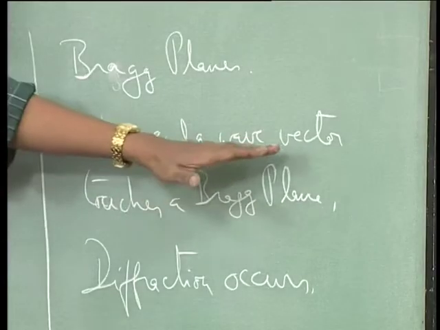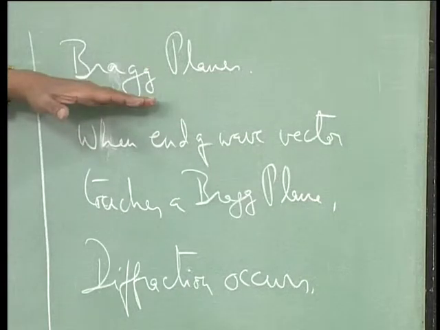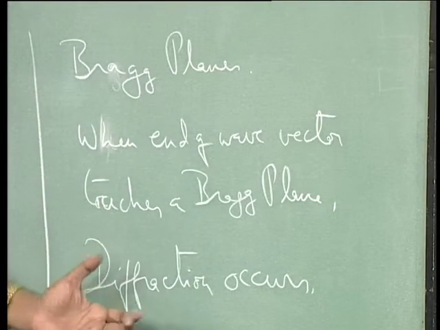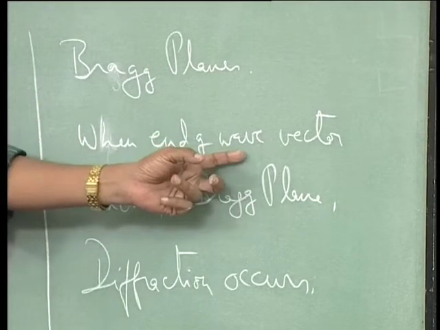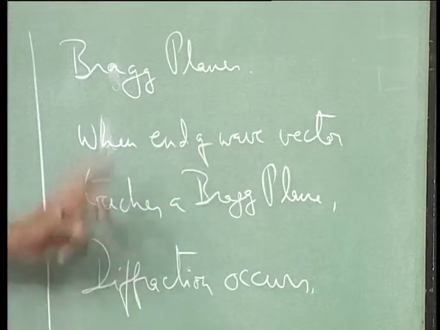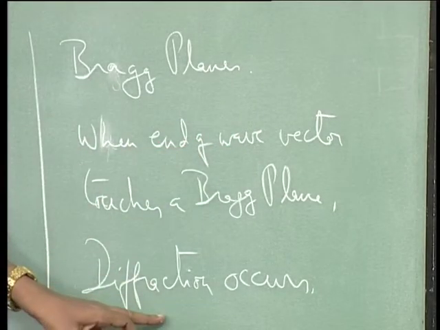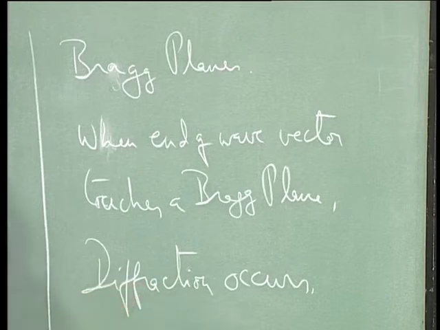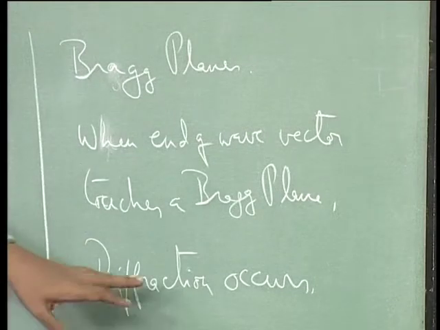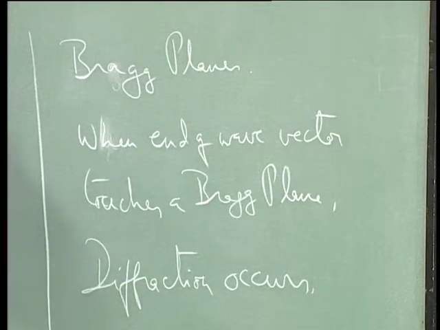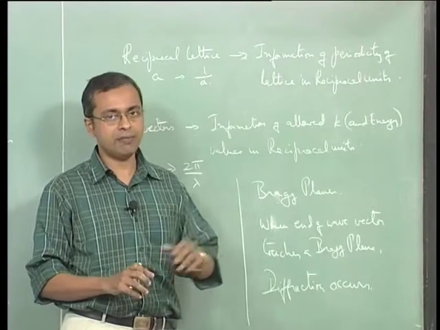The interaction of these wave vectors with the periodicity of the lattice is captured by the fact that at specific values of wave vector, when that wave vector touches a Bragg plane, diffraction occurs, and corresponding to that diffraction process certain values of energy now become forbidden, okay. In fact when diffraction occurs, that E versus K relationship gets distorted very near the diffraction condition. As a result certain energy values are prevented from occurring.